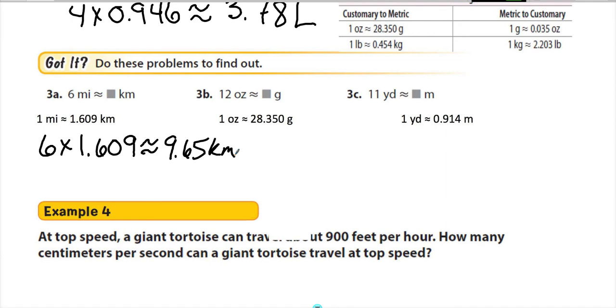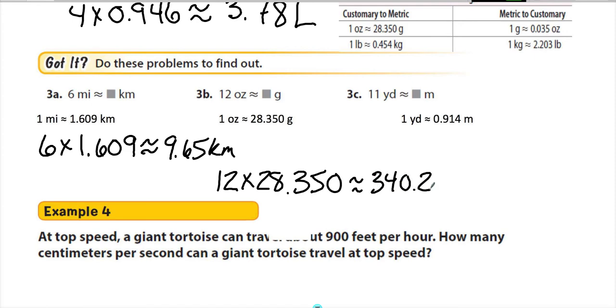All right, let's look at B. It's 12 ounces into how many grams? So 1 ounce was 28.350 grams, so we're going to multiply that by 12 then. So it's going to be 12 times 28.350, and of course the 0 doesn't technically matter, but we'll go ahead and include it just for fun. That one came out to 340.2, and then we do need to round off, so that would be 340.20 grams.